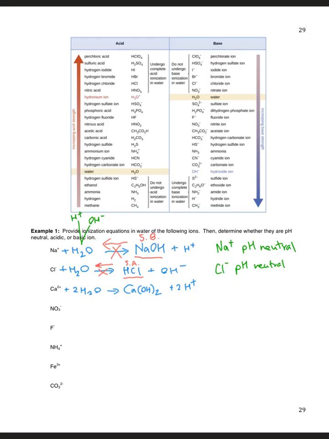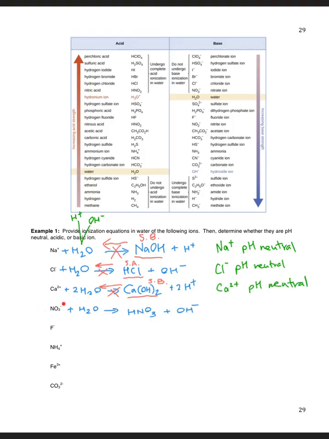Again, because calcium hydroxide is one of the 6 strong bases, calcium hydroxide would rather dissociate into calcium and hydroxide ions. It would not stay as the molecule. Therefore, the forward reaction will not happen. In conclusion, calcium ion is pH neutral.